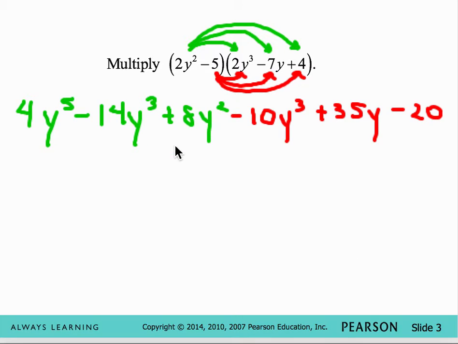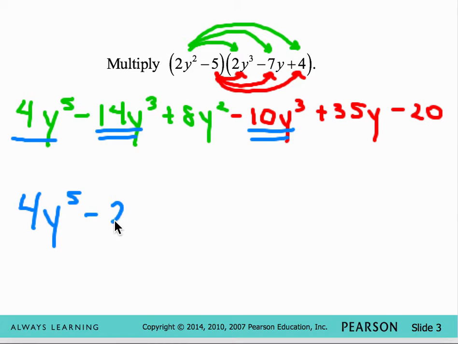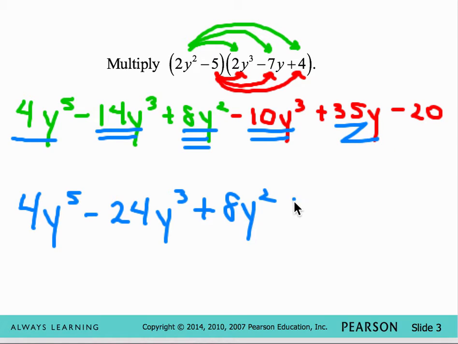Now I just have to see if there are any of these terms that are alike. So that's a y to the fifth. There's not any other y to the fifth. Okay, here's a y cubed. Oh, and here's a y cubed. So negative 14 minus 10, that's negative 24 of those y cubed things. Remember, when we're adding, exponents don't change, right? I'm just gathering them up in a pile. Here's a y squared. There's not another y squared. Okay, here's just a y. And then all that leaves is the constant minus 20.